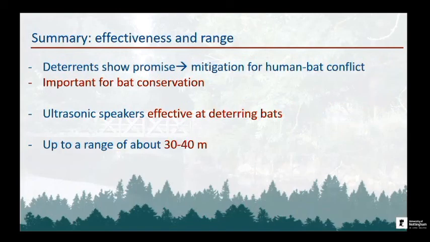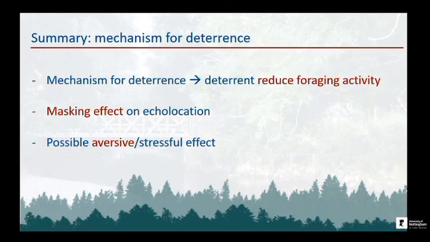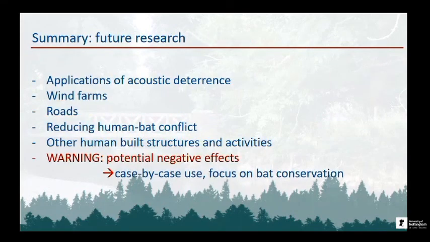So to summarise, deterrents show promise as a mitigation for human-bat conflict, and that's really important for bat conservation, for example, at wind turbines, as I mentioned. And these speakers have an effective range of about 30 to 40 metres. And the mechanism for deterrence is likely to be some kind of masking effect on echolocation, or indeed a mixture of masking and aversive effects. So applications include wind farms to reduce casualties and maybe diverting flight lines around roads, and other applications where human-bat conflict is an issue and bat conservation is needed.